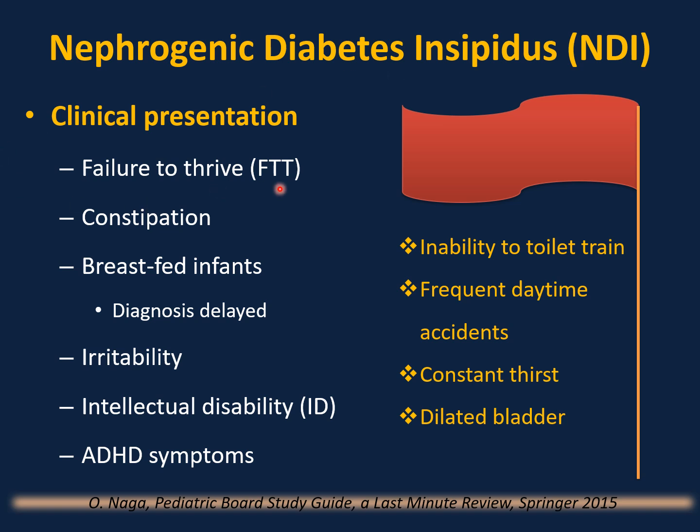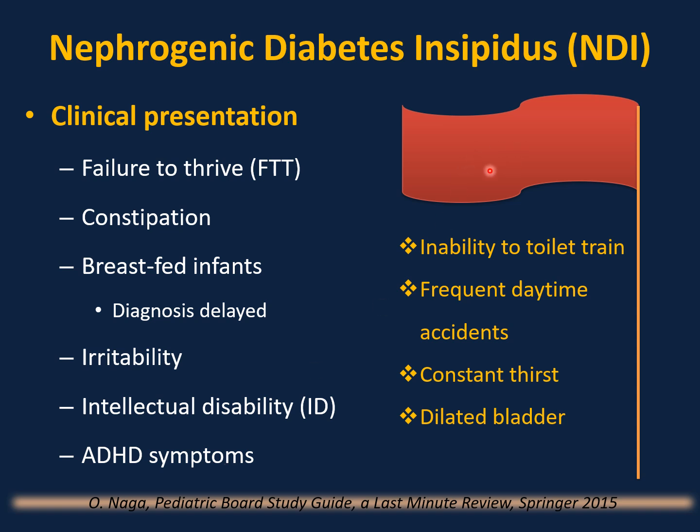Failure to thrive because they prefer to drink more than eating good calories. Constipation. Breastfed infants have delayed diagnosis because of lower solutes in the breast milk than the formula and less hypernatremia. Irritability because of borderline dehydration. Intellectual disability because of hyperosmolarity in the brain, and this can shrink the brain cells and put them also at high risk of hypoxia and seizures as well. ADHD-like symptoms, which is similar to irritability.